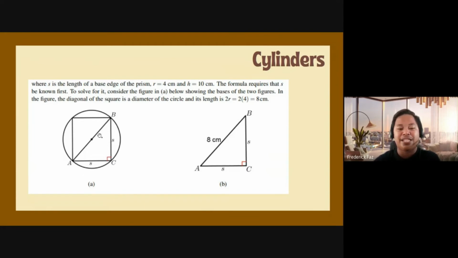Since yung ating radius po ay 4 centimeters, so ibig sabihin po, yung total diameter po ng ating circle is equal to 8 centimeters. So yung 8 centimeters po represents the diameter of the circle. And it's also represent the diagonal of the square prism or the base of the square prism po. So we have here S squared. So we need to determine the value of S.